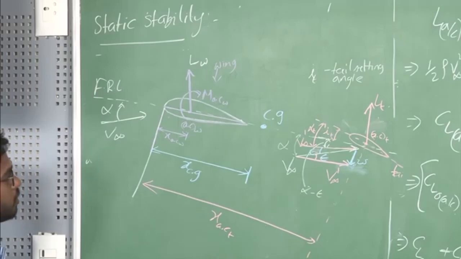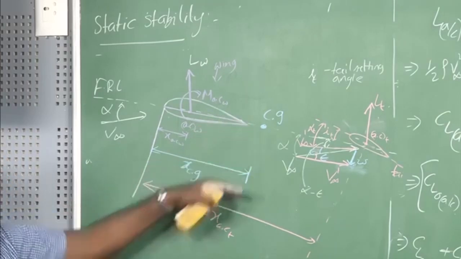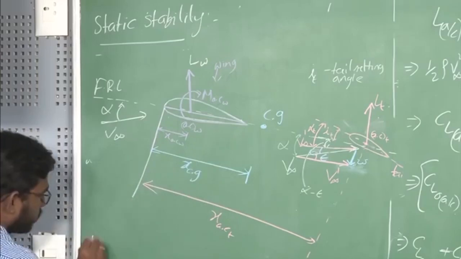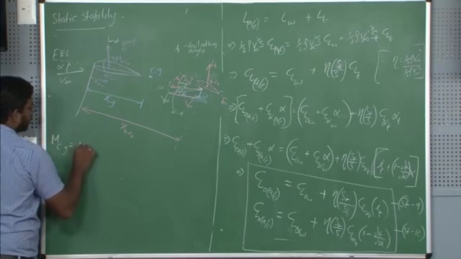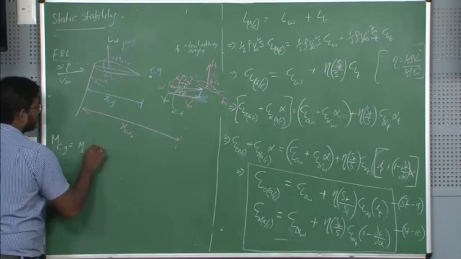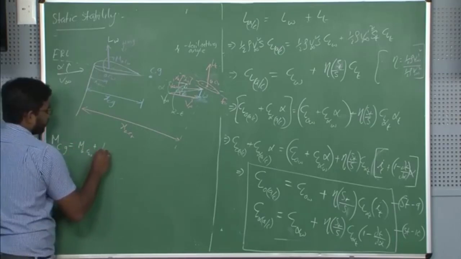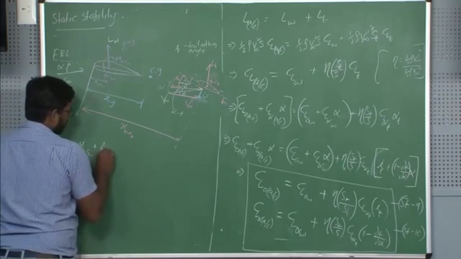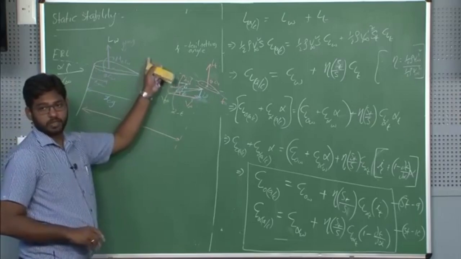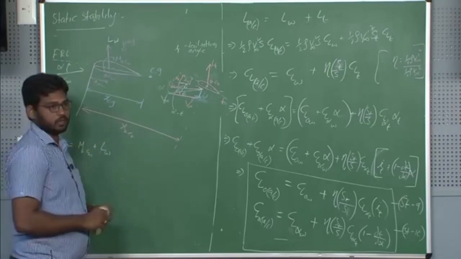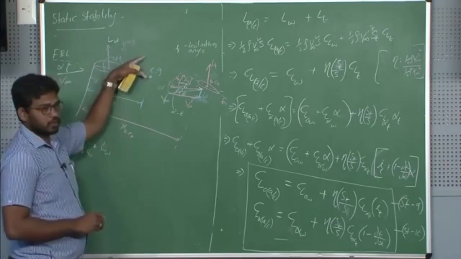To look into that, we first have to write down the moment equation about the CG. Moment about CG of this aircraft is moment about the aerodynamic center of the wing plus lift of wing. Moreover, we have not assumed any offset of this CG with respect to the fuselage reference line. So ZCG is not considered.